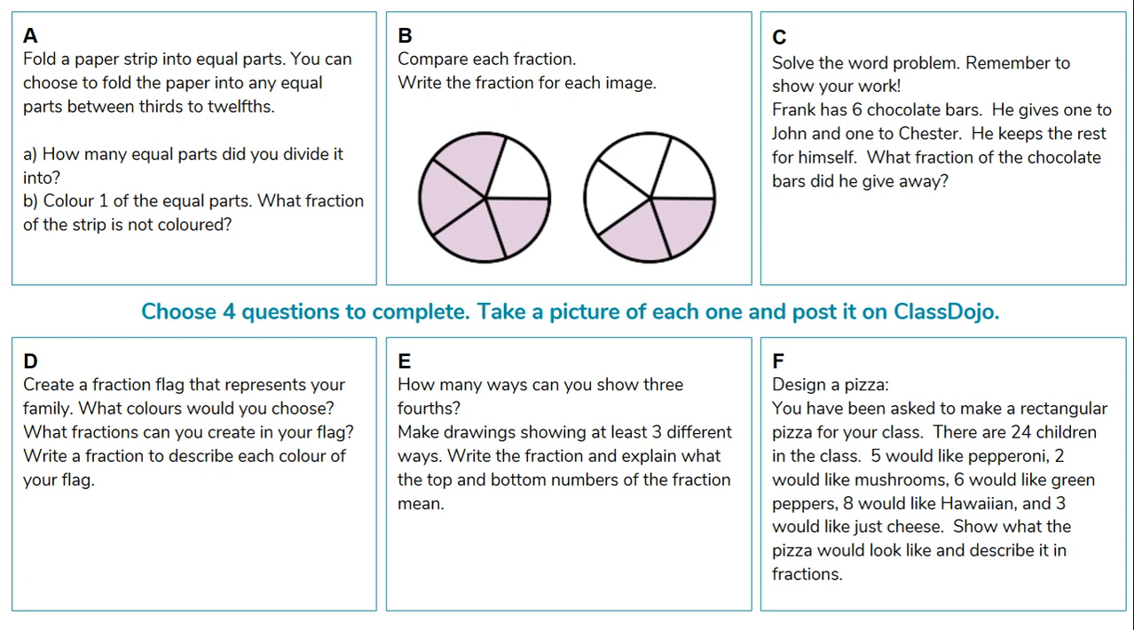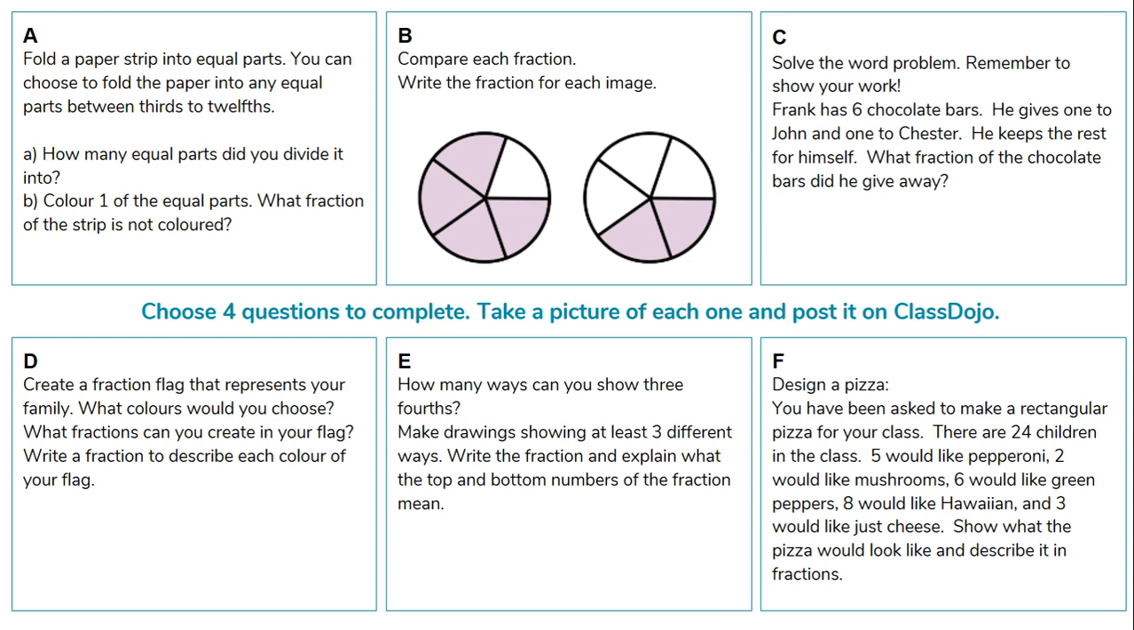And then for the last one, F, you are going to design your own pizza. You have been asked to make a rectangular pizza for your class. There are 24 kids in the class. So let's say it's our class plus Miss K. 5 would like pepperoni, 2 would like mushrooms, 6 would like green peppers, 8 would like Hawaiian, and 3 would like cheese. So you need to draw out your pizza and then describe what it is in fractions. So for example, 5/24 like pepperoni.